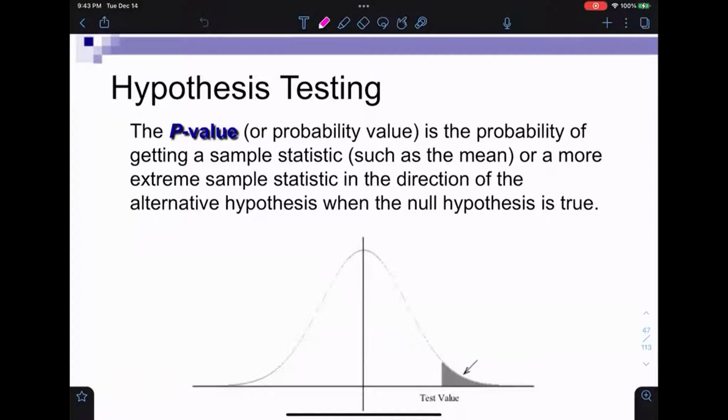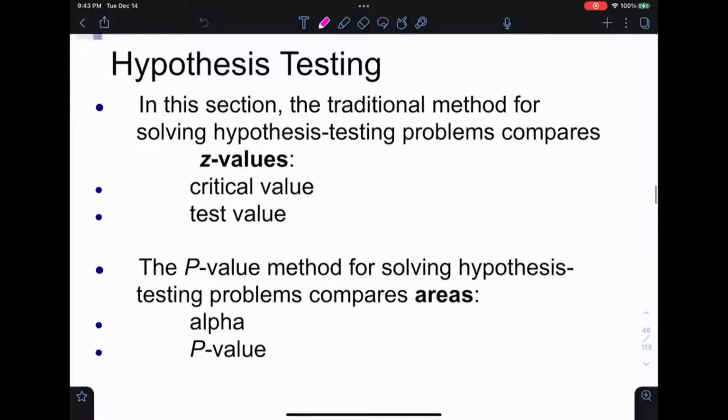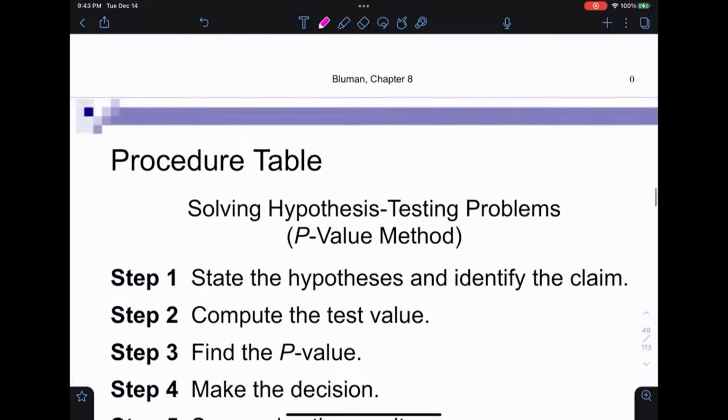The p-value, or probability value, is the probability of getting a sample statistic, such as the mean, or a more extreme sample statistic in the direction of the alternative hypothesis when the null hypothesis is true. In the traditional method, we compare the critical value with the test value. The p-value method compares areas, alpha and the p-value. This is not a big deal. I will show you how to do it.